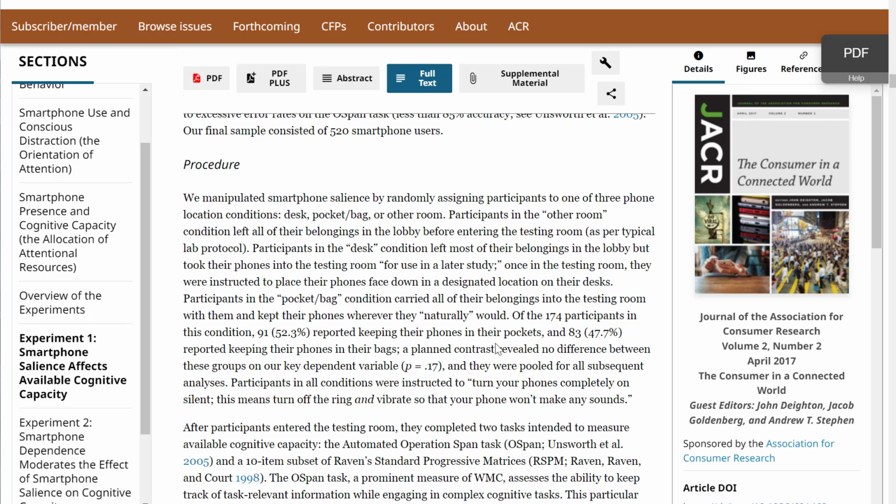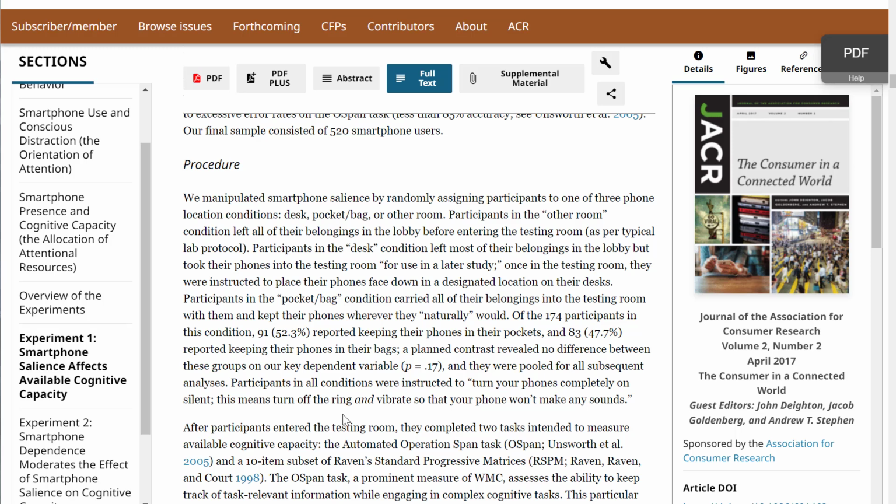So they might actually be in the same room. I'm not sure. It's hard to tell. Of the 174 participants in this condition, half put their phones in their pockets and about half put their phones in their bag. And they didn't really see a difference between the 2 groups.